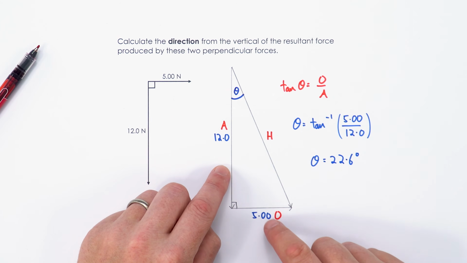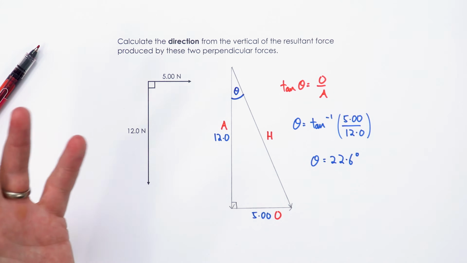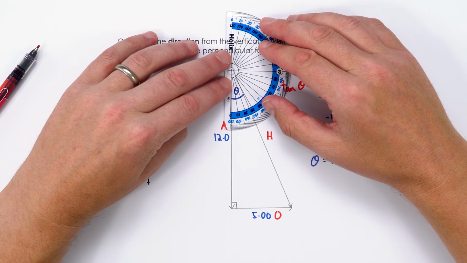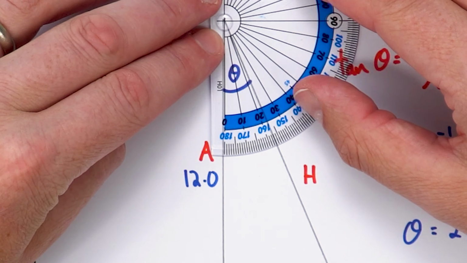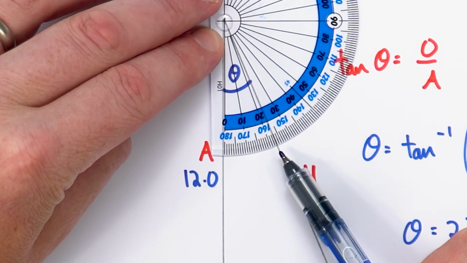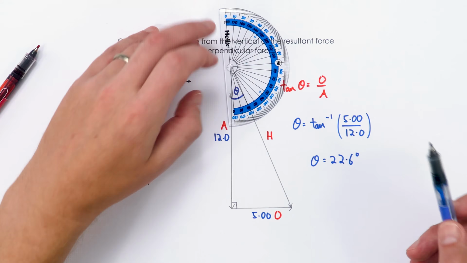Because I drew this diagram to scale using a ruler, or approximately to scale, I can also just double check using my protractor. So if I put this up here, what we see is that the angle here is indeed just above 20, and it looks to be about 22 degrees. So that would be my approach.